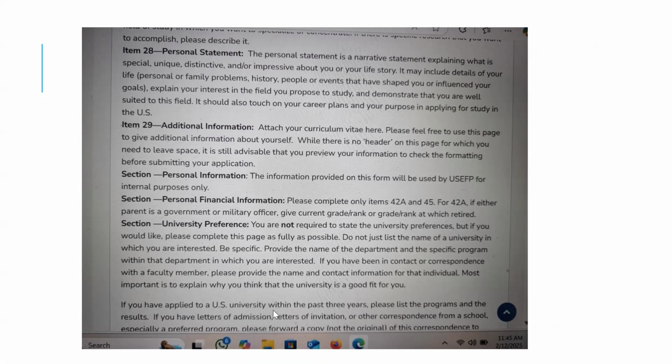If you have applied to a US university within the past 3 years, please list the programs and the results. If you have letters of admission, letters of invitation, or other correspondence from a school, especially a preferred program, please forward a copy of this correspondence to Fulbright.